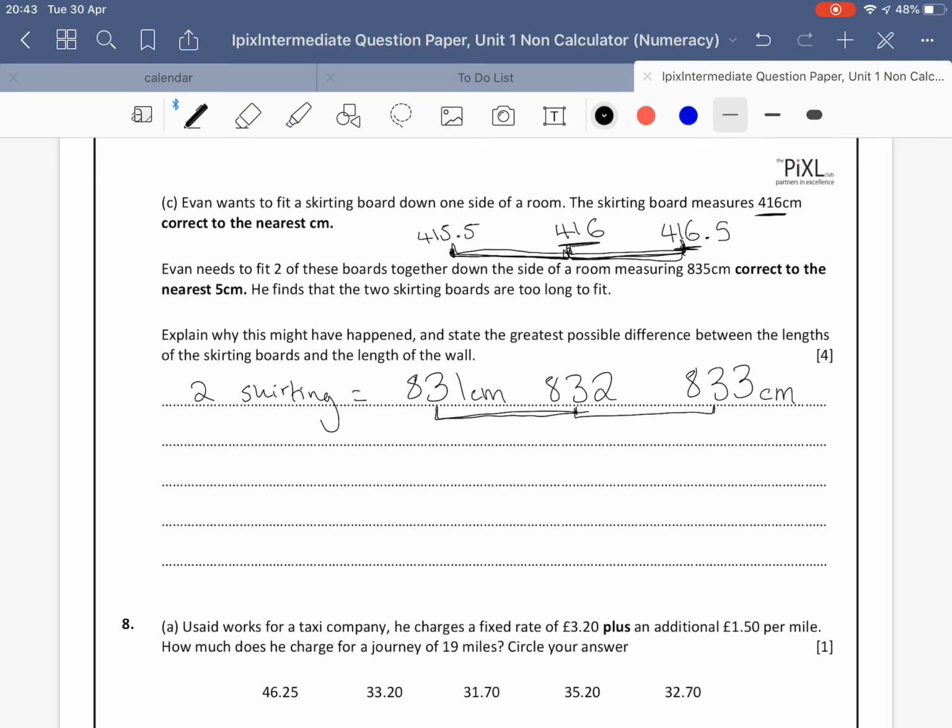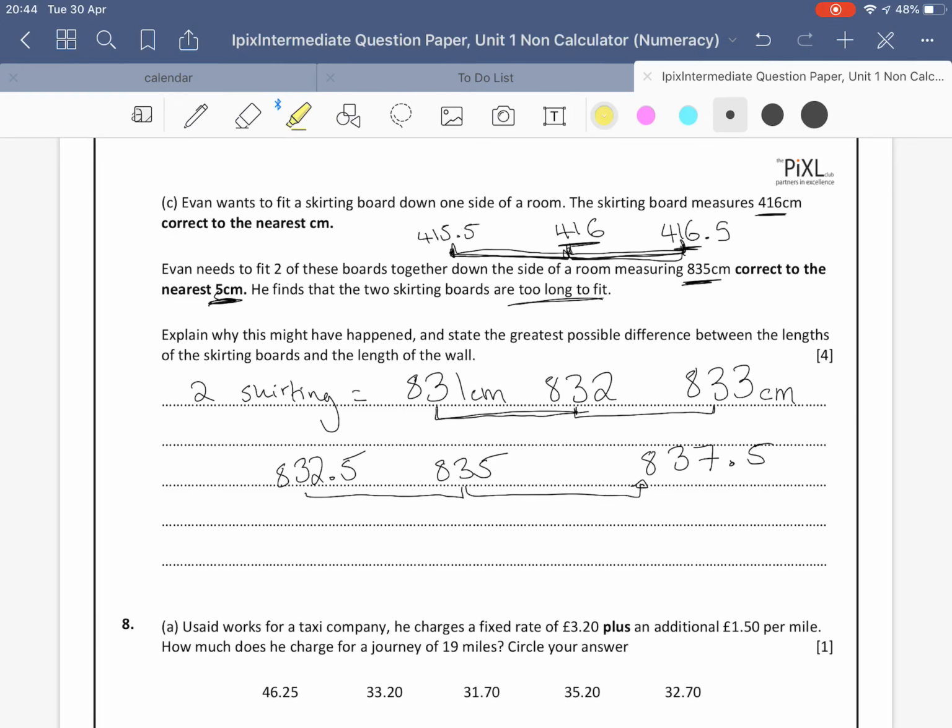Okay, now they've said the skirting board is too long. So let's first see how far the distance of the wall is. This is 835, correct to the nearest 5 this time. So the upper bound of that is going to be 837.5, because it would actually be 837.4999999, which we just put to 5. And the lower bound is 832.5.